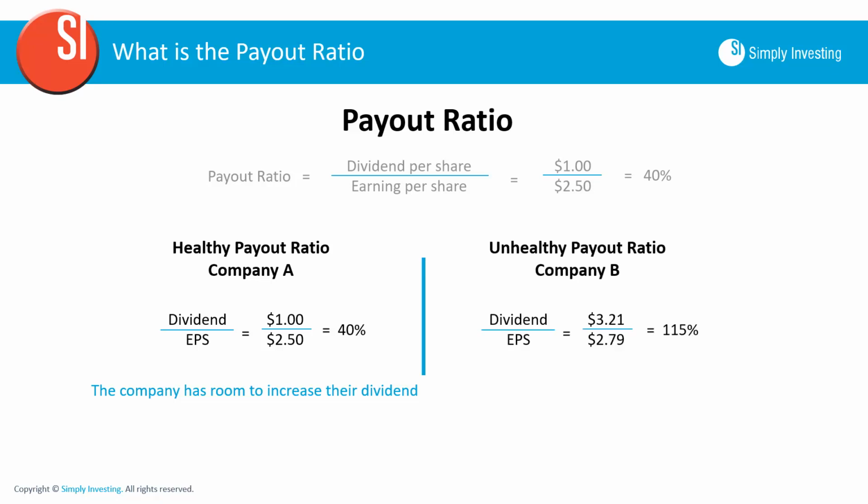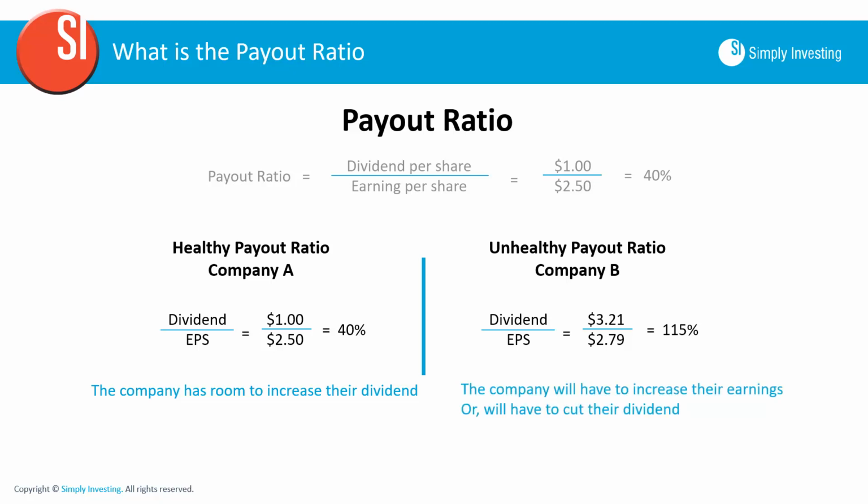On the other hand, let's take a look at company B. The company earned $2.79, but it paid a dividend of $3.21 to its shareholders. How is this company able to pay the shareholders more money than what it earned? Well, in this case, most likely the company went ahead and borrowed money from different sources to be able to pay the shareholders a dividend of $3.21. And you can see that the payout ratio is over 100%.